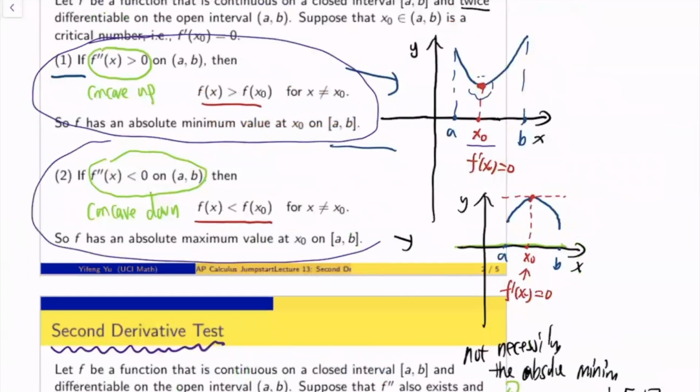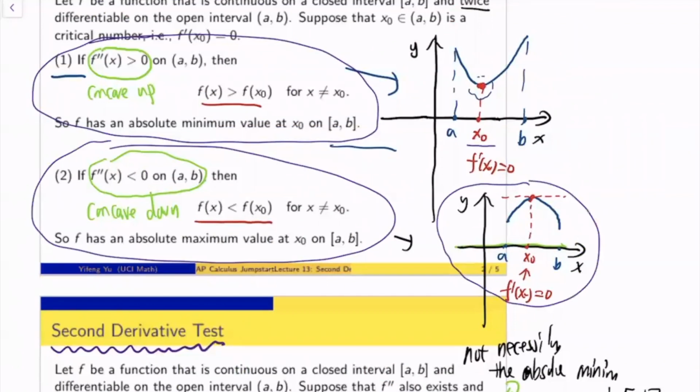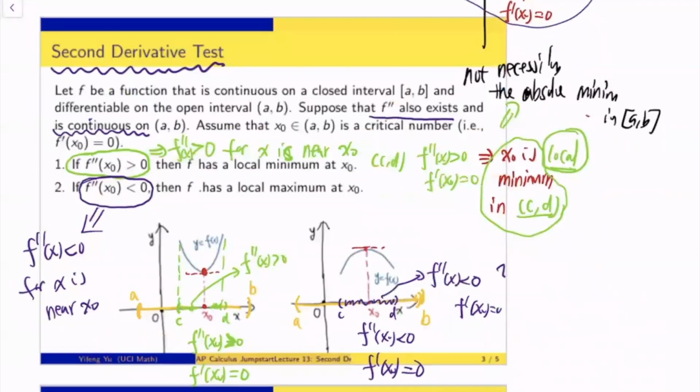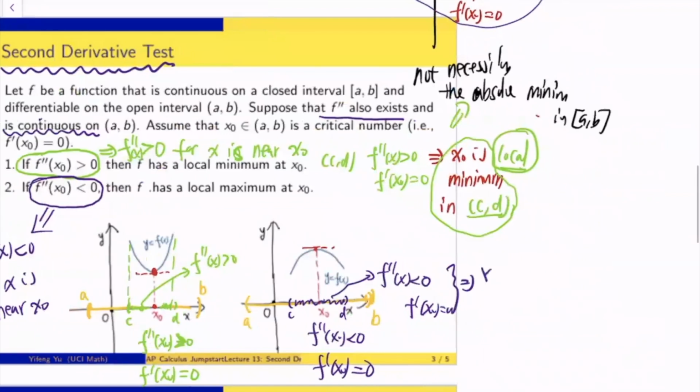So if the function has a critical number, and the second derivative is less than 0, the graph is concave down, so you get a maximum point, right? Now within this range, I combine them together and say x0 is a maximum point.